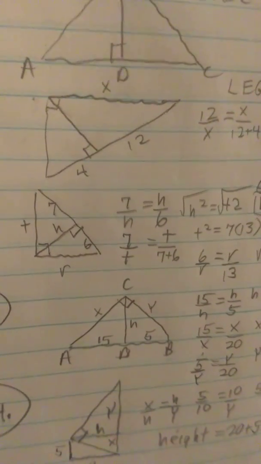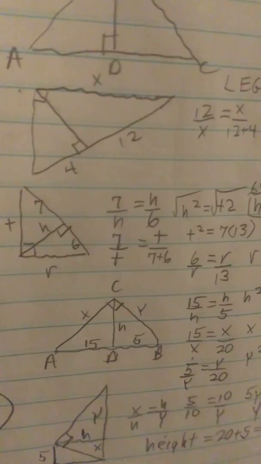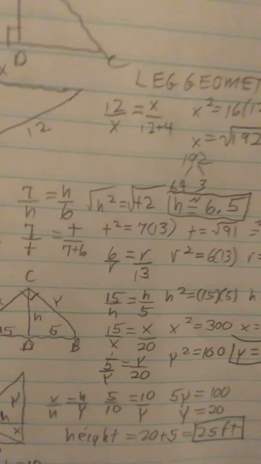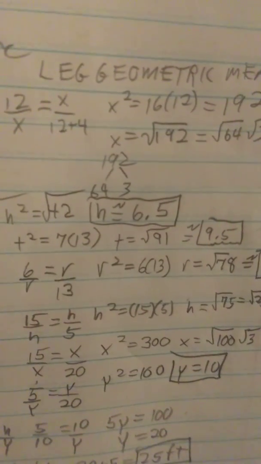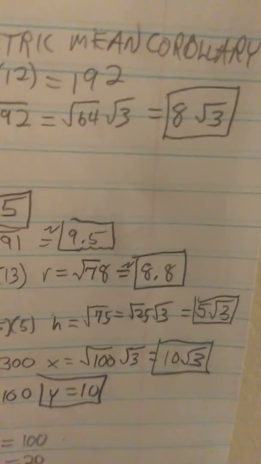Now to get the other bottom leg r, we'll do the base on that side, 6 over r is equal to r over the whole base, 13. So r squared is 6 times 13, or 78, and then r is the square root of 78, which we can just take as 8.8 to the nearest tenth.